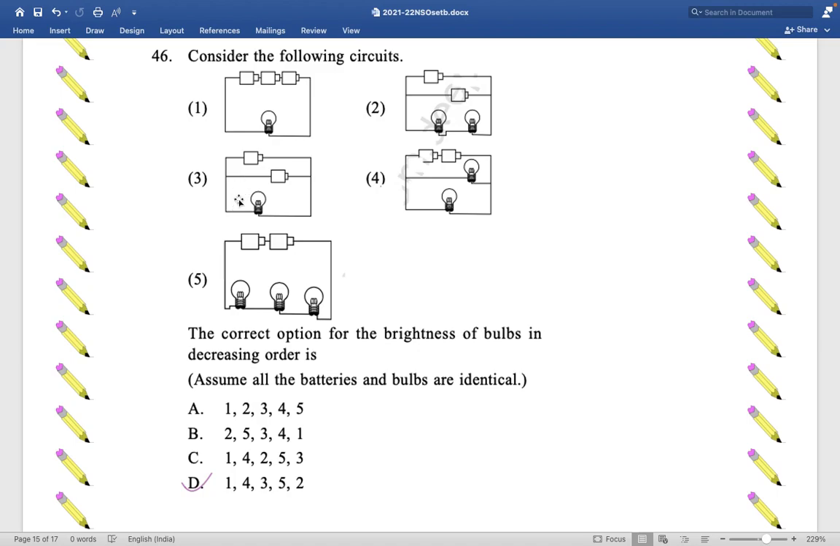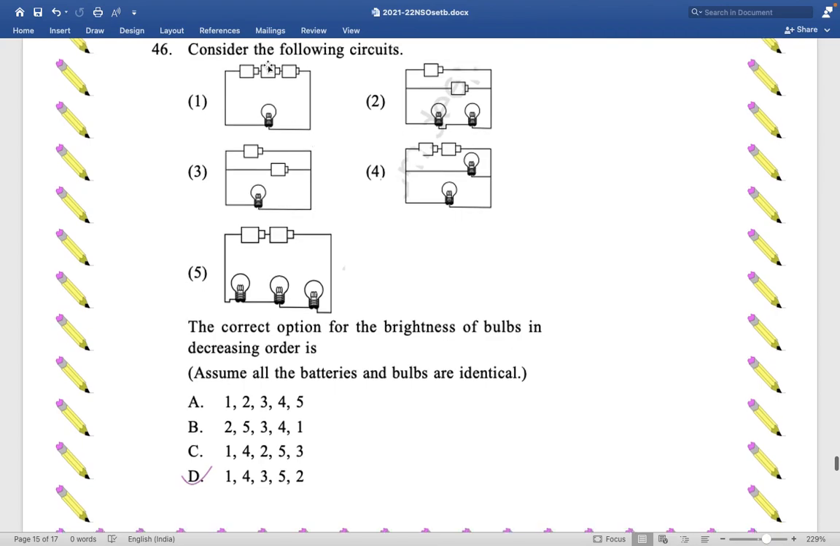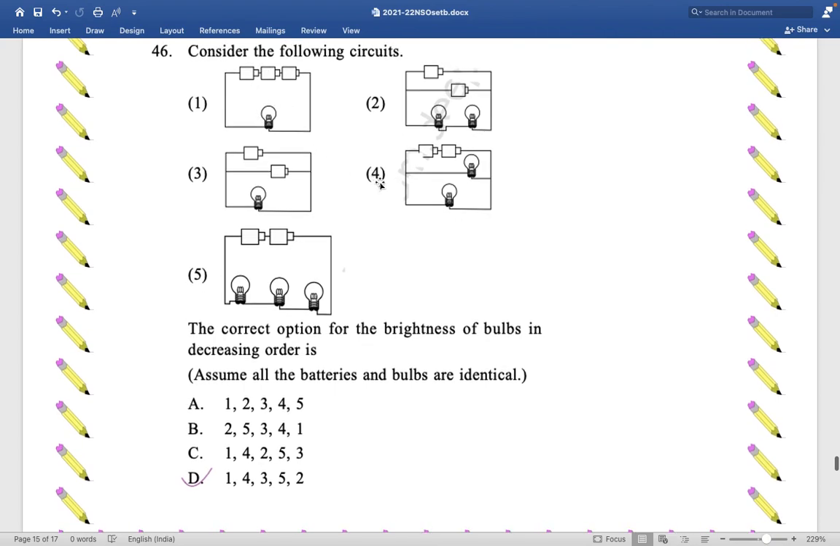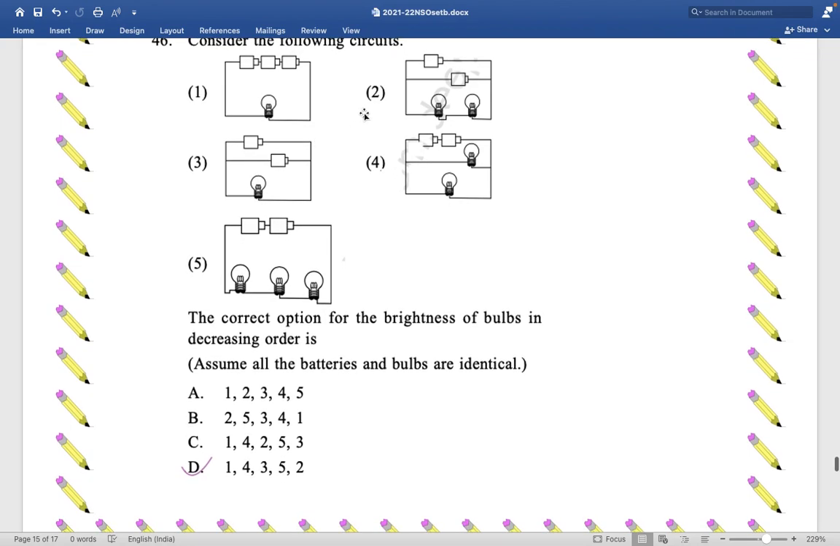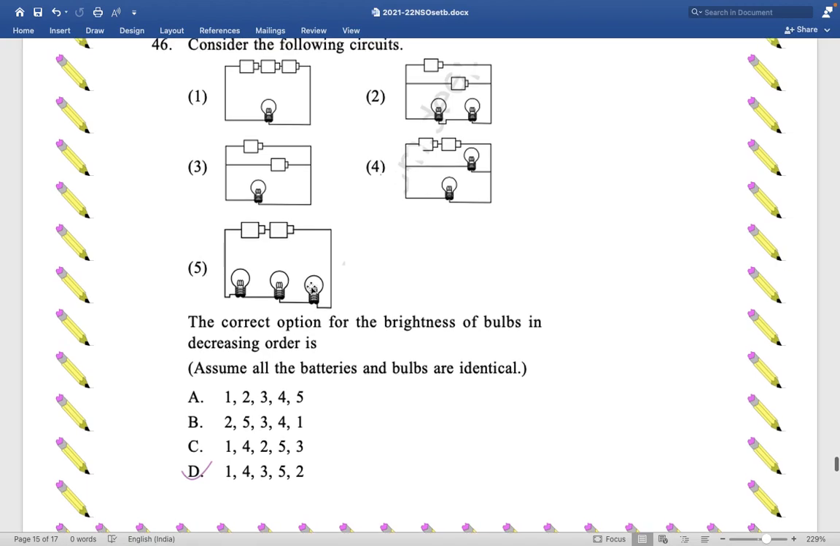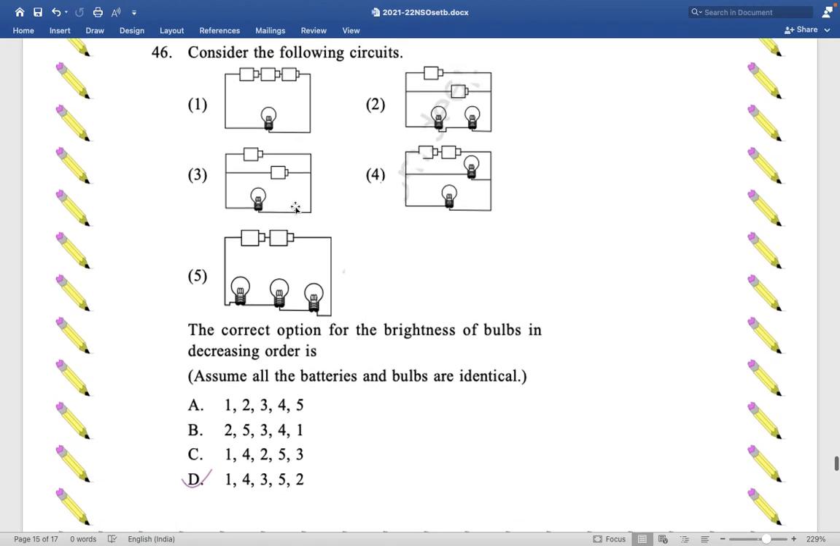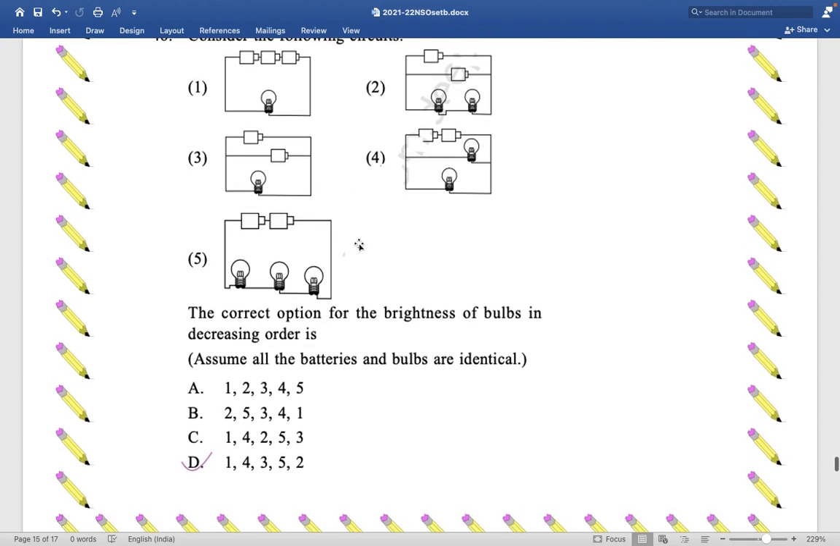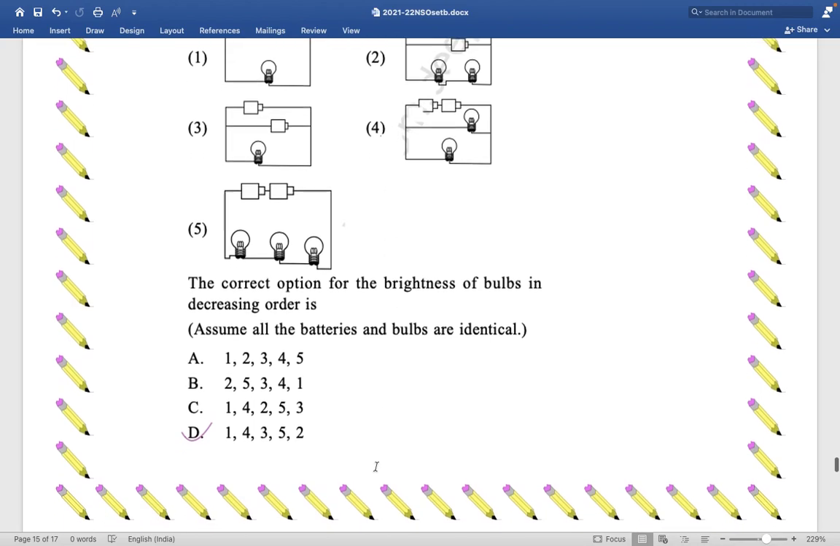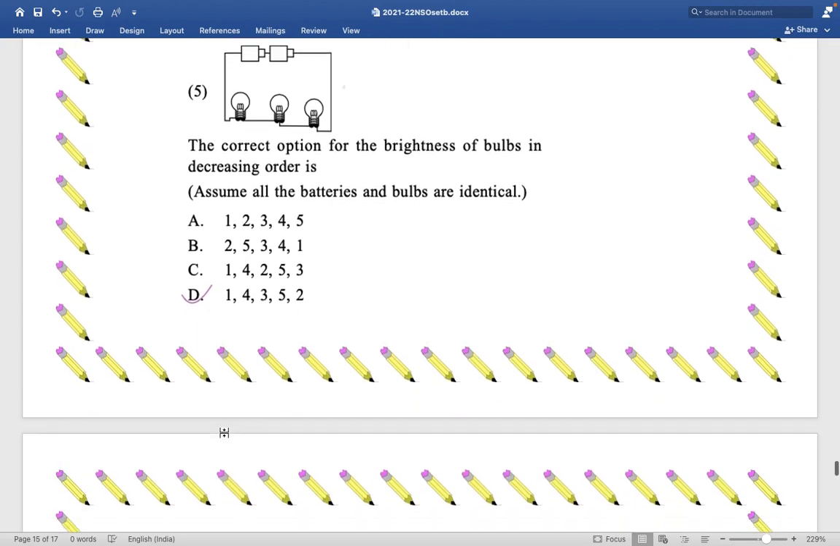In question 46, the most brightness will be shown by the bulb in circuit 1 as 3 batteries are connected and only one bulb is there. Circuit 4 will have less brightness than 1. In the remaining circuits 3, 2 and 5, 3 will be brighter as there is only one bulb. 5 will be less bright than 3 and 2 will be the least brightness. So the answer will be 1, 4, 3, 5, 2. So D is the correct option.